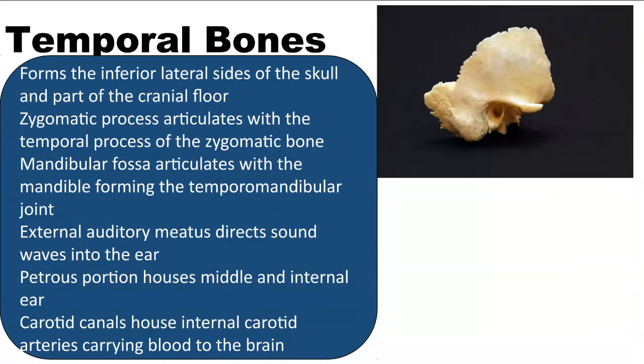The external auditory meatus directs sound waves into the ear. A common term for the external auditory meatus is simply the ear hole. The petrous portion houses the middle and internal ear. Carotid canals can be seen in the temporal bone and house the internal carotid arteries carrying blood to the brain.